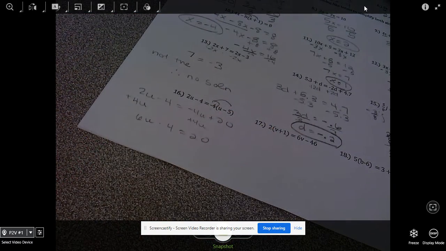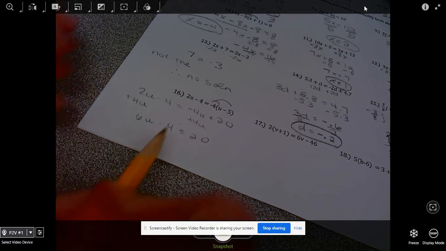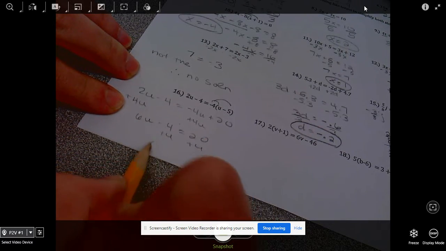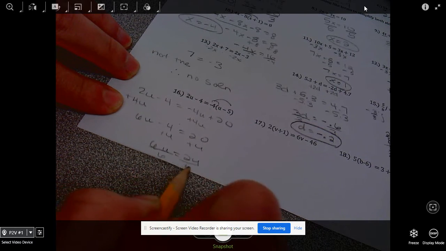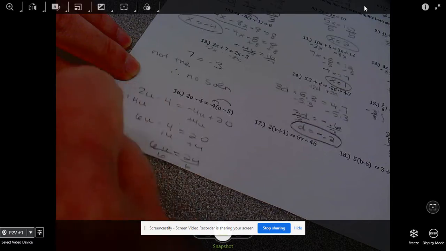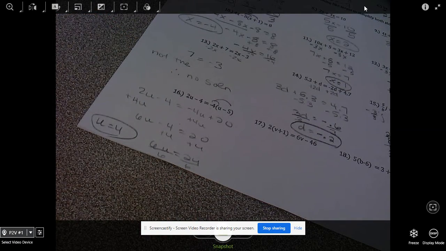Notice I rewrite and I rewrite. I don't do multiple steps at once. I do one step at a time. Now we add 4, and we're going to divide by 6. And that's it.